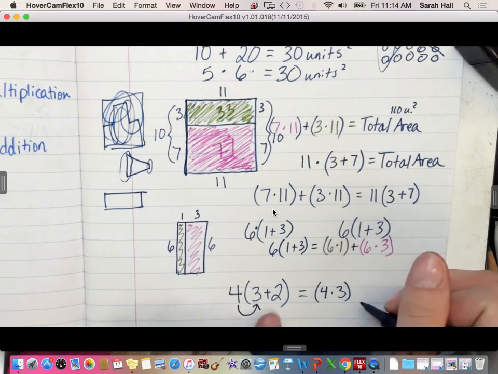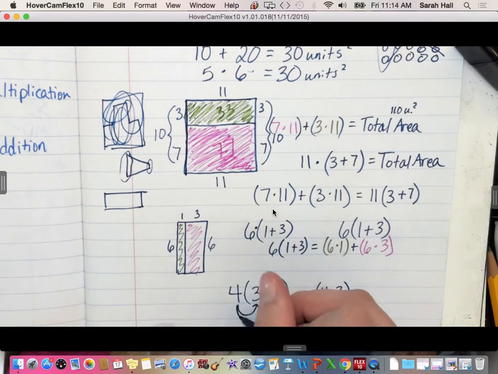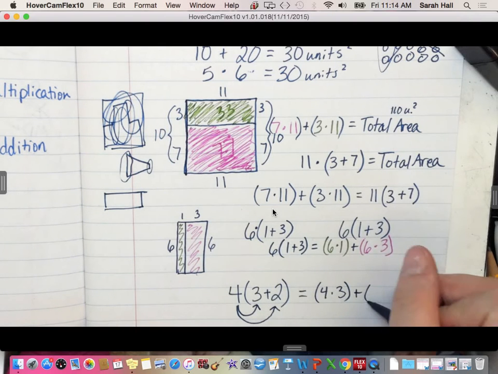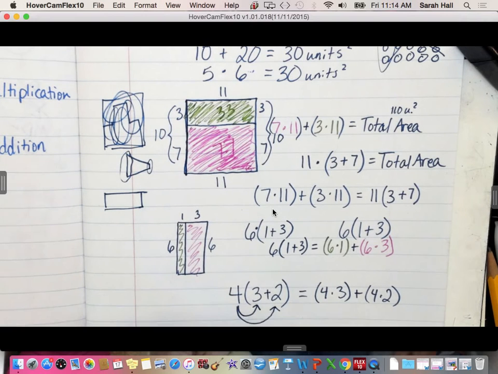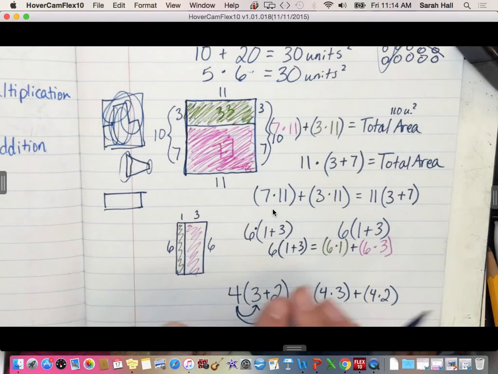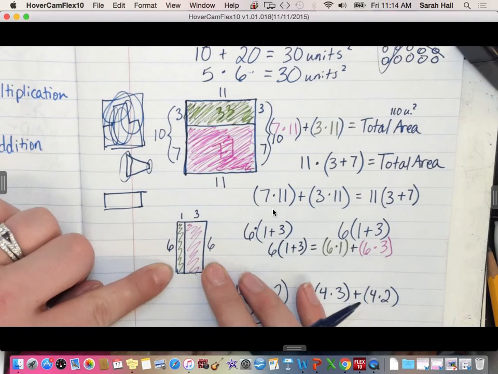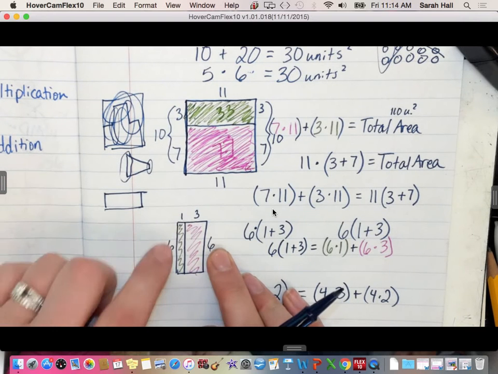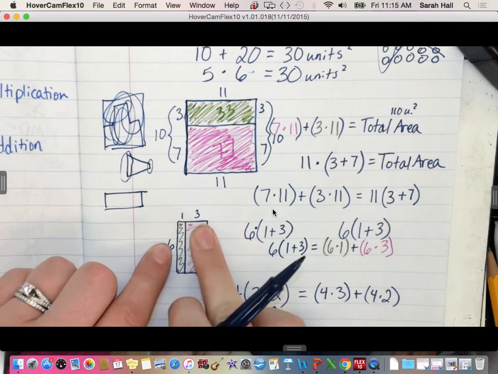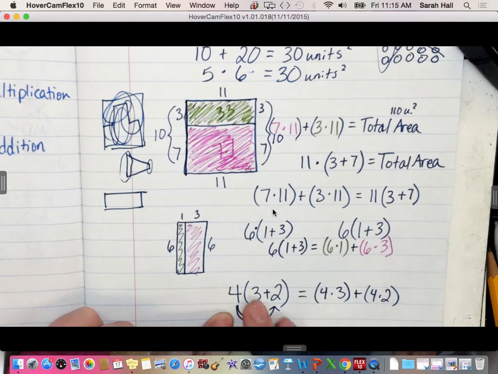4 times 3 plus, because that's what's there, 4 times 2. So you're giving that 4 to both of those numbers. Just like up here. I had 6 for both of those numbers. 6 times 1, 6 times 3 is the same as if I do 6 times 4. Here, 4 times 3 plus 4 times 2, same thing.